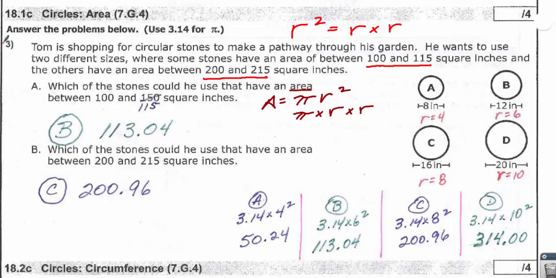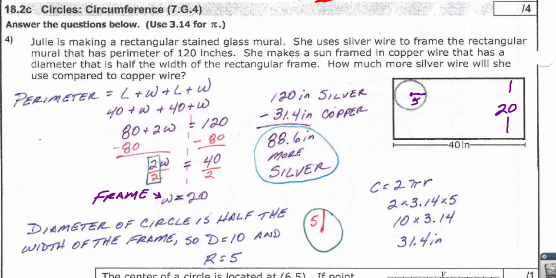So we go through, we figure out the area of each of these, and the 2 that work are right here. B goes into the 115. That's between the 100 to 115. And C is in the 200 to 215 range, and nothing else fits. So those are the 2 that you would be able to sell Tom. If you're selling them, Tom's buying them.